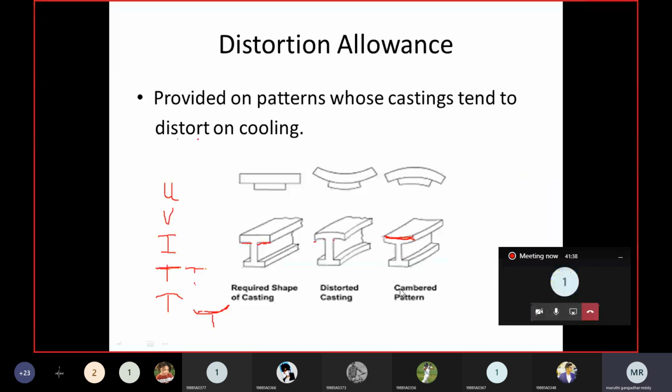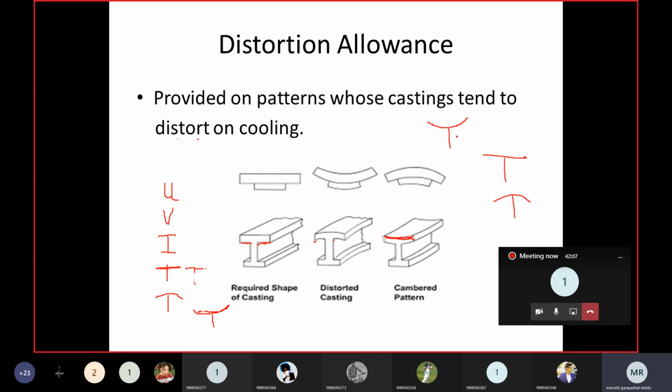This is called a distortion allowance. Wherever the surfaces of the casting are distorted, we need to provide the pattern with the distortion in the opposite side. Why? Because you already know, if the casting surface is not properly supported, it will get distorted like this during the solidification. So what I have to do is prepare a pattern in such a way that the distortion will be in the opposite side.